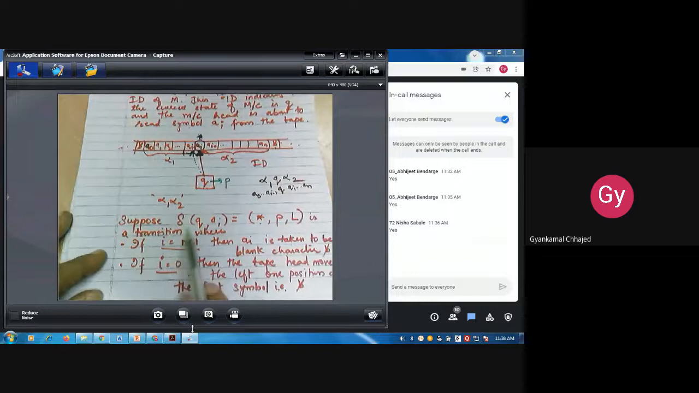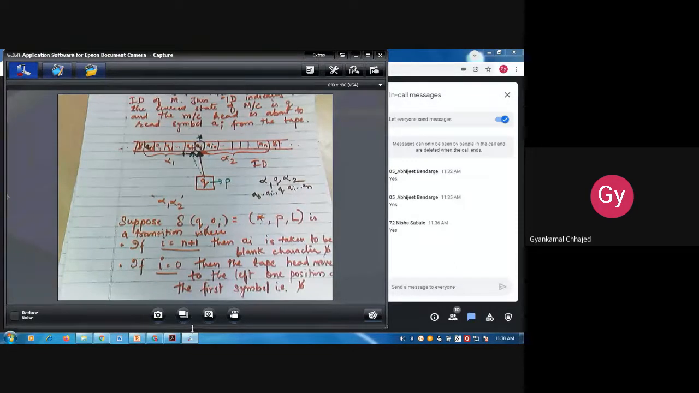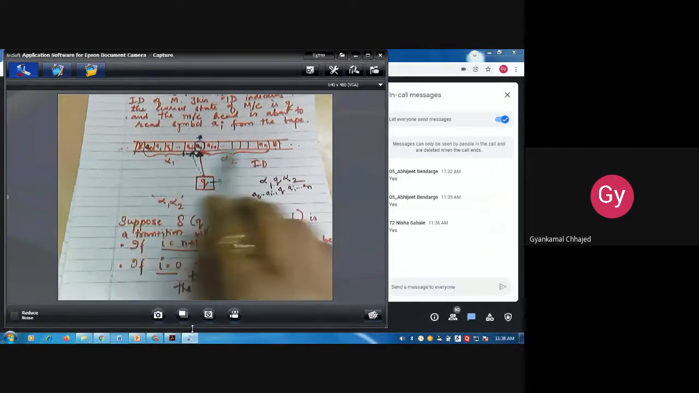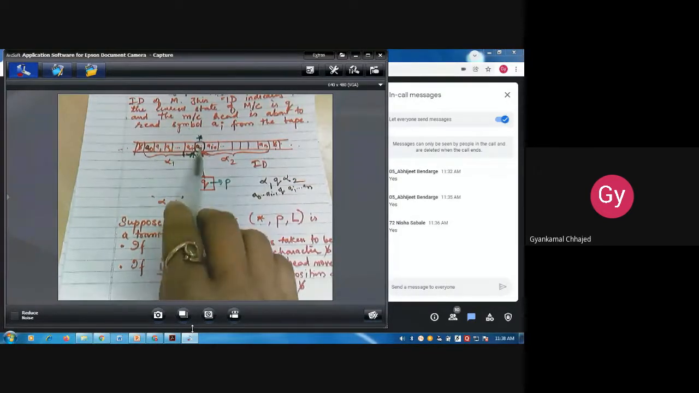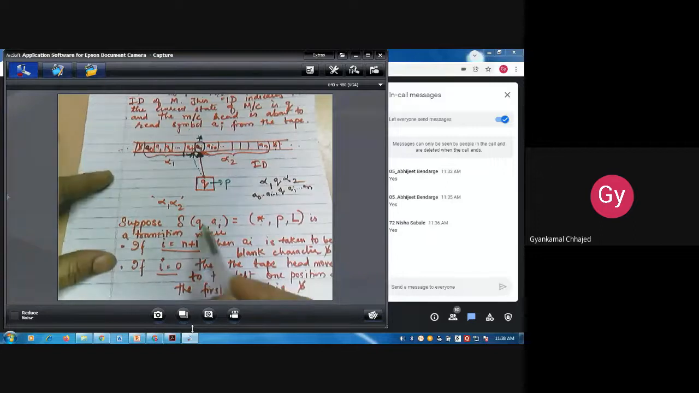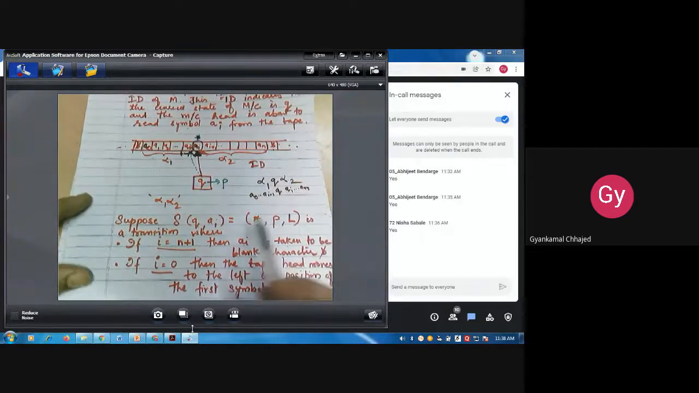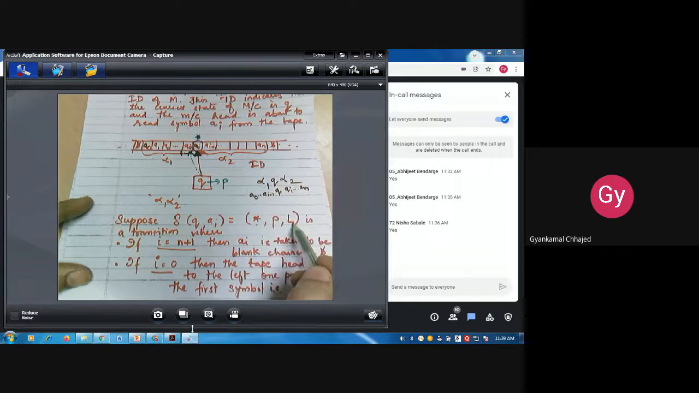So suppose we have delta of Q comma AI equal to star, P, L. Instantaneous description means at a particular instant, what is the description of a Turing machine? How will we describe this Turing machine? The current state is Q when the head is locating AI, or about to read AI. If the function is written like this, the next instantaneous description of the Turing machine will change. So what changes do you have to represent? See, the Q state is changed to P, AI is changed to star, and your head is moved towards the left.